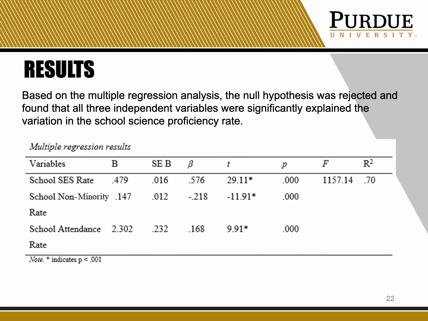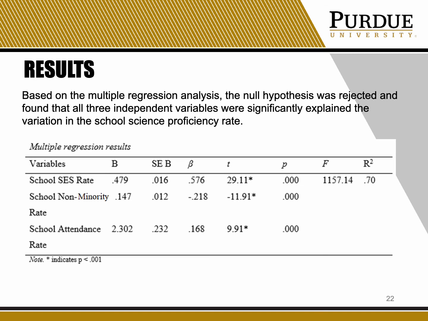Based on the multiple linear regression analysis, the null hypothesis was rejected, and we found that all 3 independent variables significantly explained the variation in the school's science proficiency rate. In general, the regression explained 70% of the variance. The largest effect belongs to school's socioeconomic status.